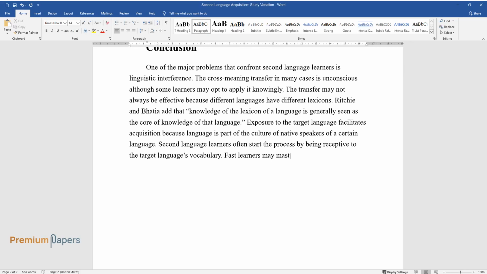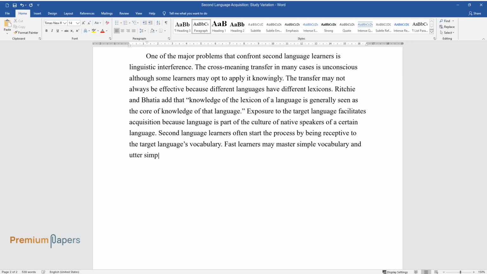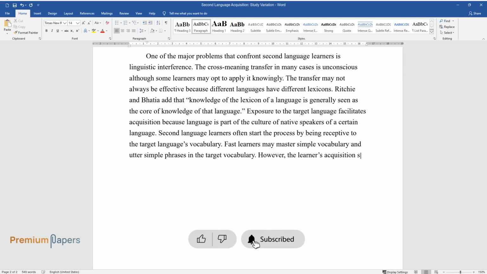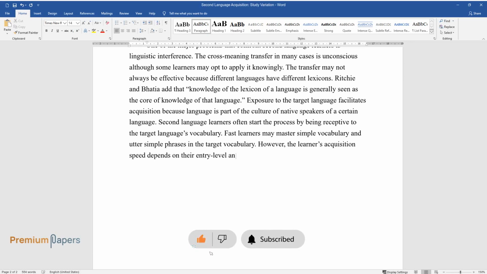Fast learners may master simple vocabulary and utter simple phrases in the target language. However, the learner's acquisition speed depends on their entry level and the language's relationship to their target language.